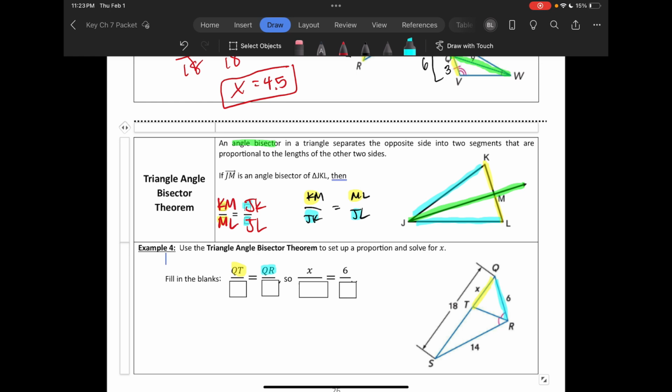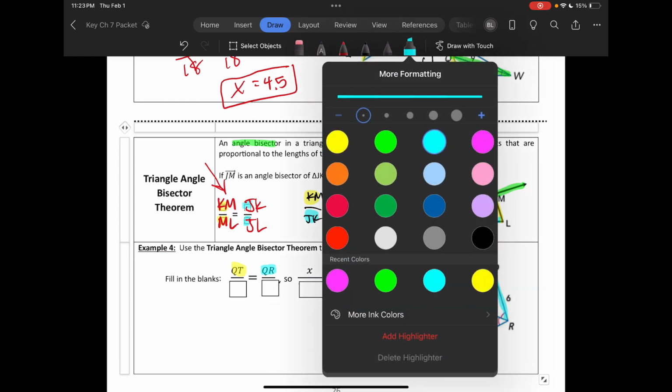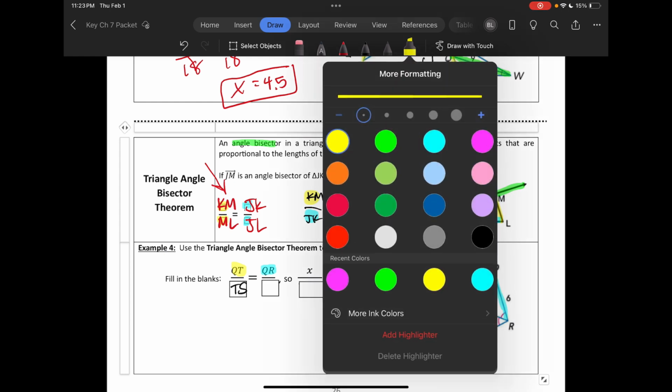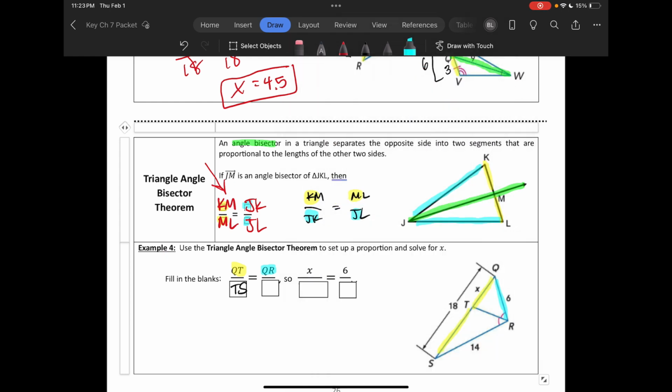Okay. So what it looks like we're doing is the first setup that we did right here, where we had yellow over yellow is equal to blue over blue. So let's set it up that same exact way. My yellow over yellow here would be QT over TS. And then my blue over blue would be QR, which we already have, over SR. Okay, and so we'll end up setting this up.